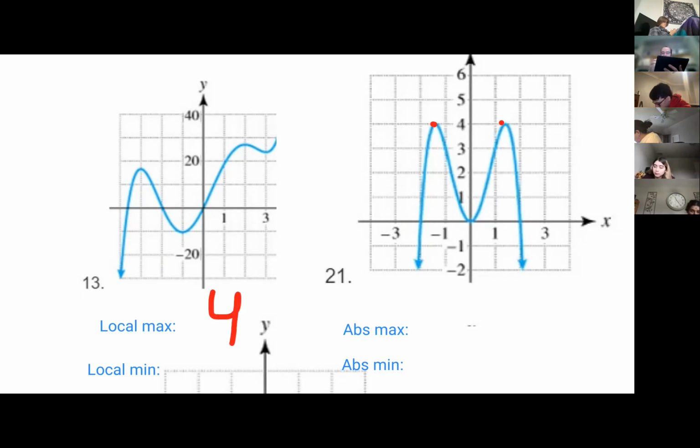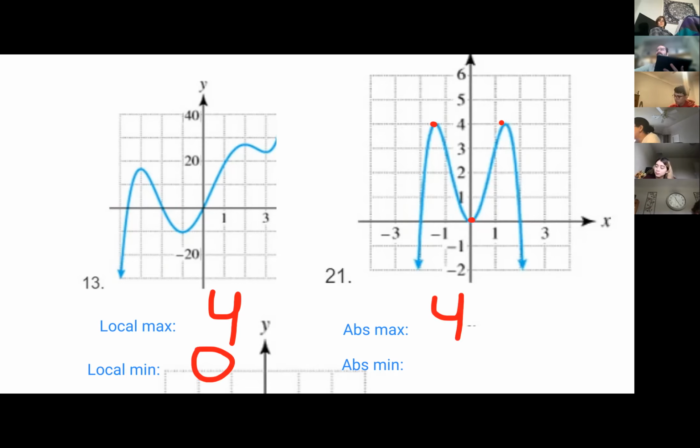I don't think there is one. Or is it 0? Right here, right? Anytime it's got a vertex, that is either a max or a min. So just put a point on all the little vertices you see, basically. And that is at 0. Okay. Absolute max. Is there an absolute max here? Would it be 4 again? It absolutely is.